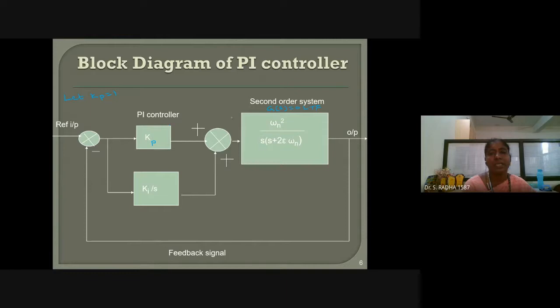Here these two blocks are in parallel. When you add them, what will become? KP plus KI divided by S, the PI controller. KP I already assumed 1, so 1 plus KI divided by S is the block here. Now this will get multiplied with the open loop transfer function, because these two blocks are in series.